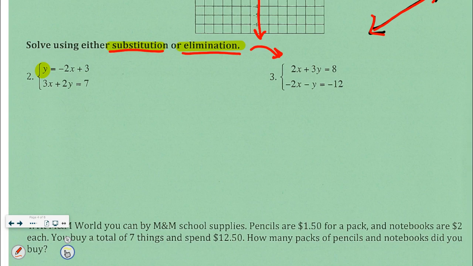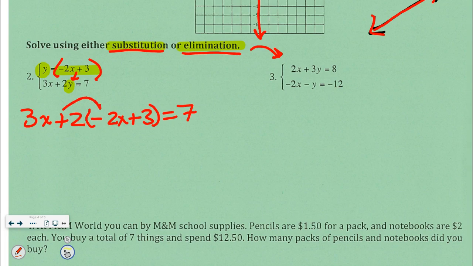So for substitution, we take what the y equals and we put it in to the other equation for the y. Hence the name substitution. We're going to sub it out with something that's equal to it. So we'll say 3x plus twice the y. But this whole chunk is going in for my y. That has to equal 7.